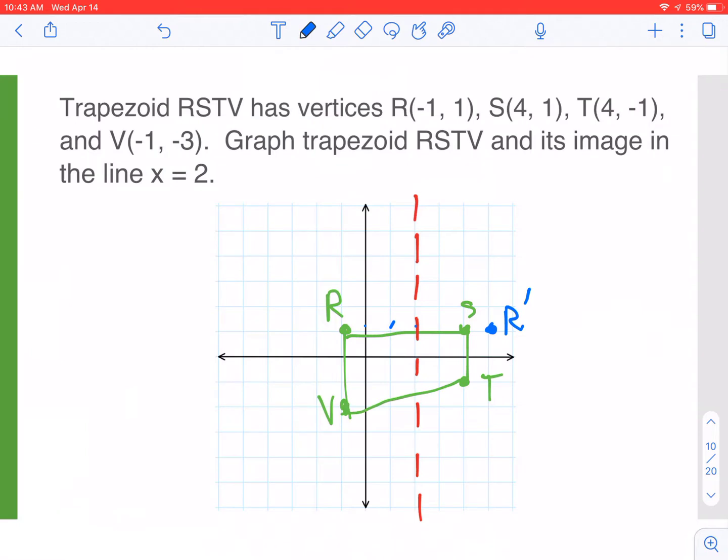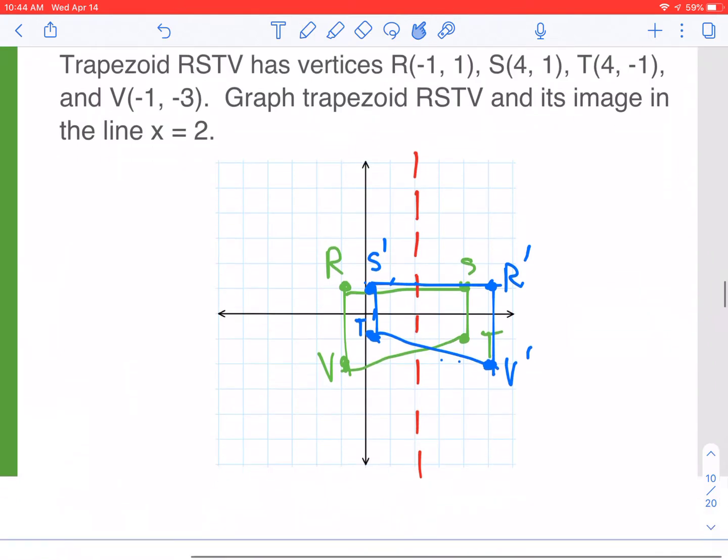S is 1, 2, 3, which is 2 away from the line. So now I go on the other side. Oops, that's only 1. So S is actually over here, S prime. T is 2 away also, so that's T prime. And V is 1, 2, 3 away. Here's V prime. If you draw that, it looks kind of weird. It kind of crisscrosses over itself, but they are reflecting over that line. We're imagining that line is like the mirror.